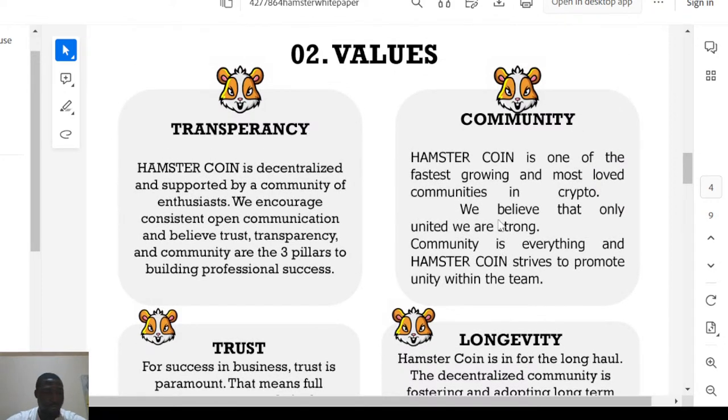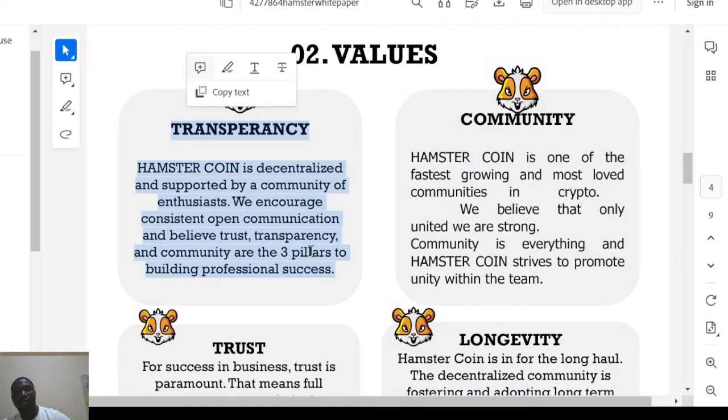What we need to know, the first one is transparency. It's decentralized and supported by a community of enthusiasts. We encourage constant open competition and communication, and believe trust, transparency and community are the three pillars in building professional success. So the first one is transparency, which is one important factor that we must take into account.